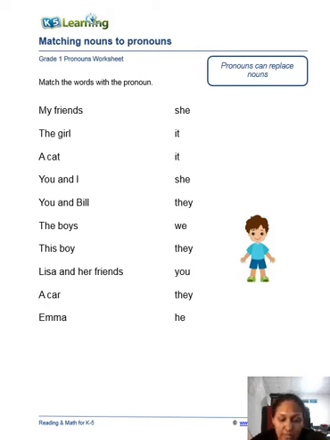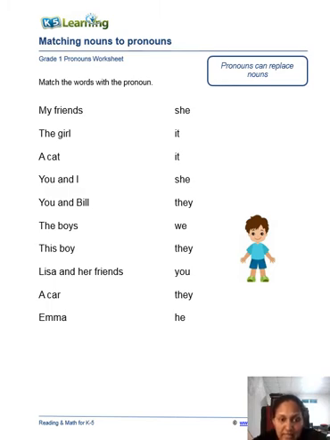Then the boys. The boys means more than one person. You can say they. This boy, we can say he. Lisa and friends. Lisa and her friends. They. A car.